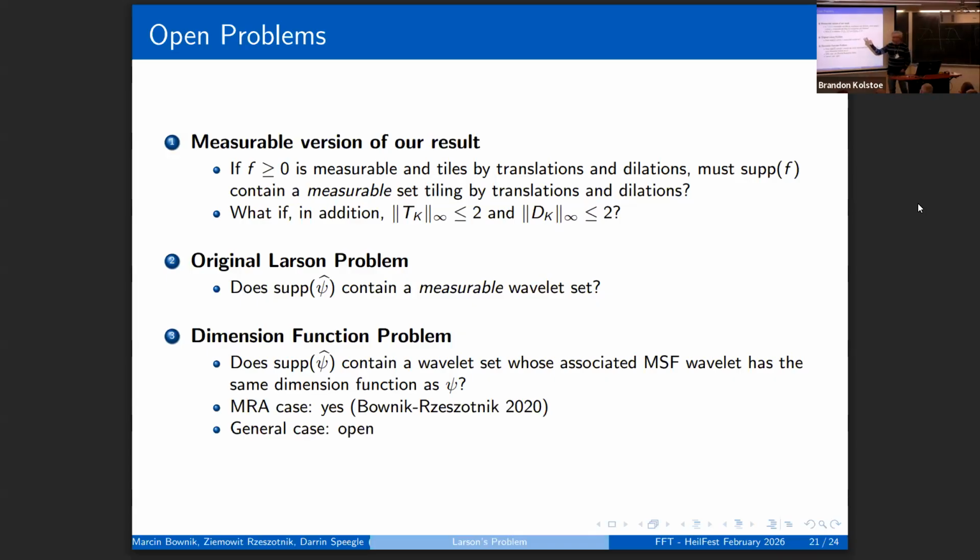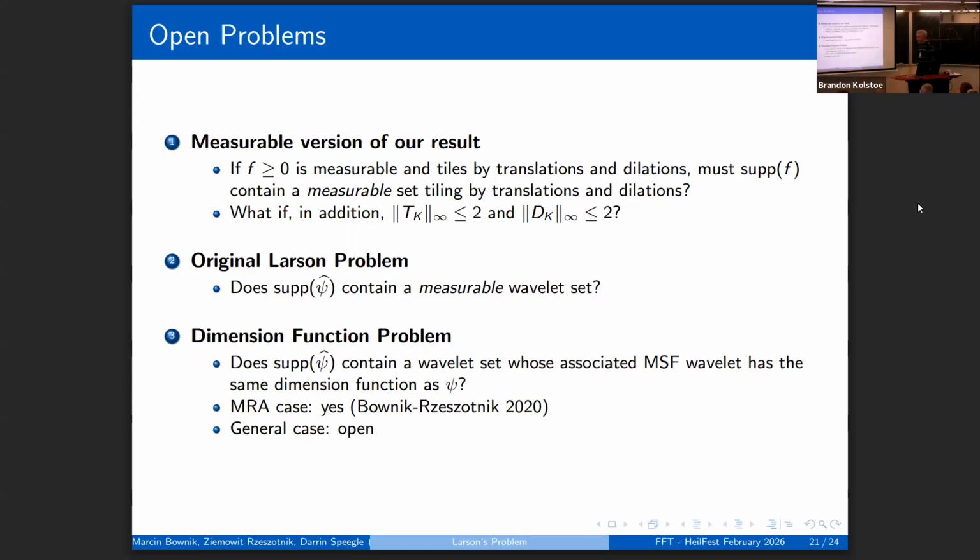I don't know the answer if you add these conditions that Joma and I used to prove for wavelets, because we definitely used TQ, 100%, for our wavelet stuff. I don't know if you can add this extra condition. The original problem that Larson proposed, does the support of C hat contain a measurable wavelet set, is open.